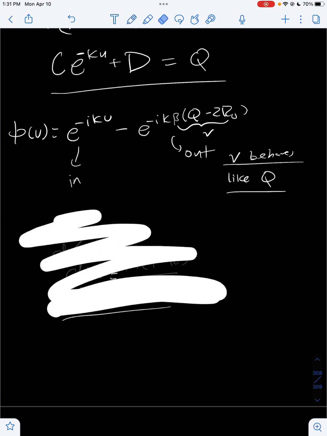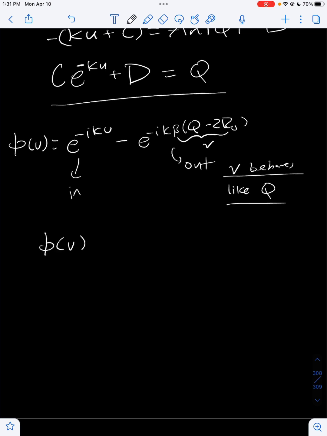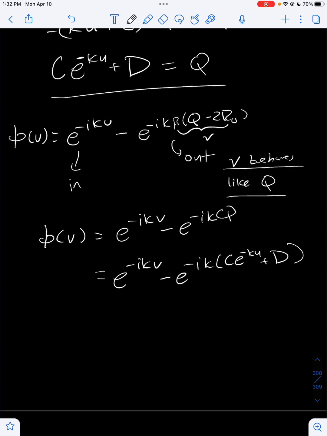If that is true, this means that phi of v is going to be e to the minus ikv minus e to the minus ikq. So v behaves like q. But we found that q was this over here, so we have e to the minus ikv minus e to the minus ik times c e to the minus ku plus d. These are just constants, we can set them to whatever we'd like. So we're pretty much done here, almost.